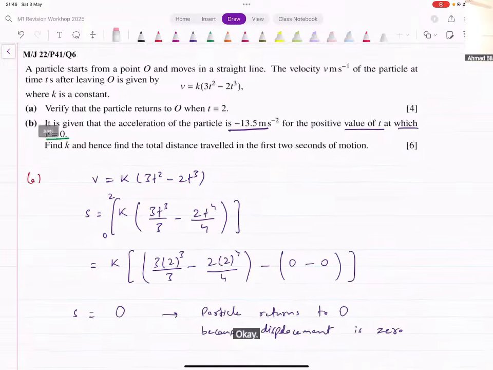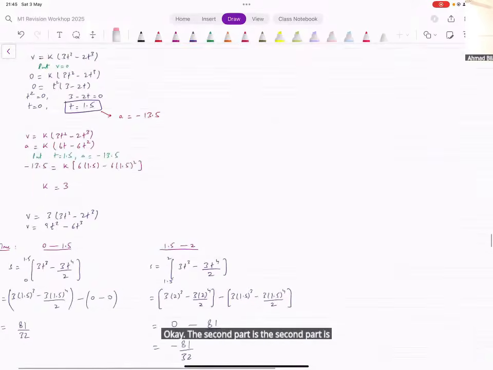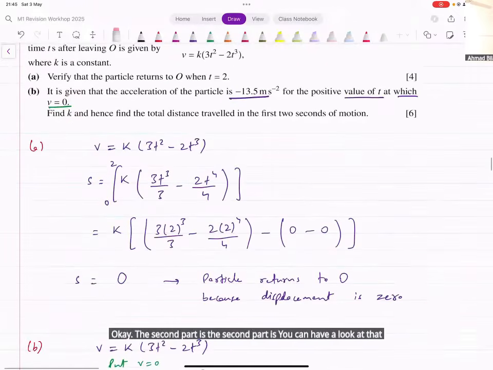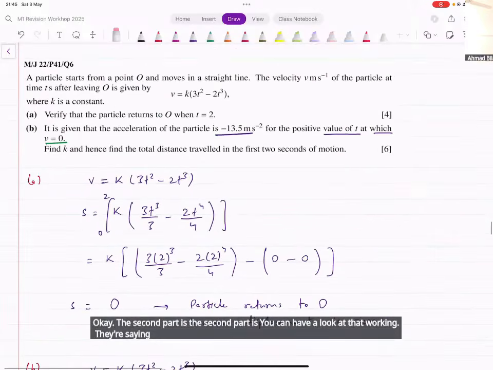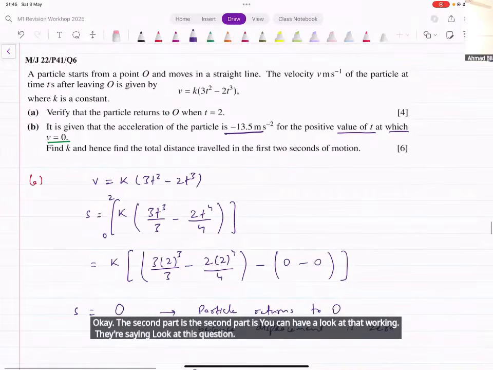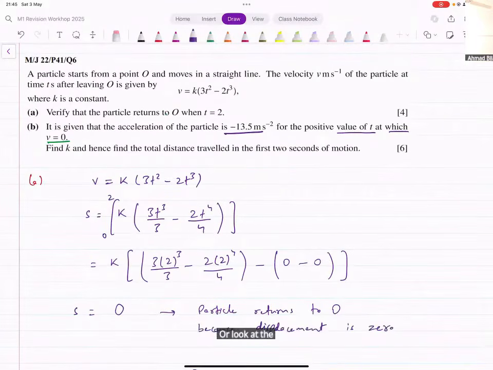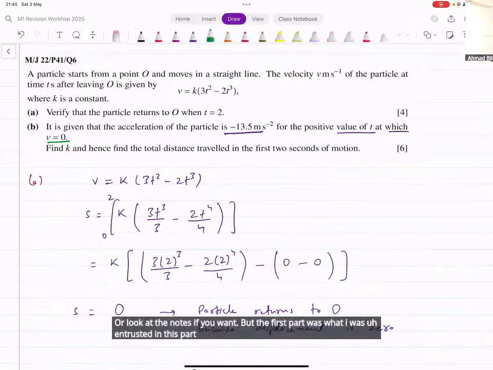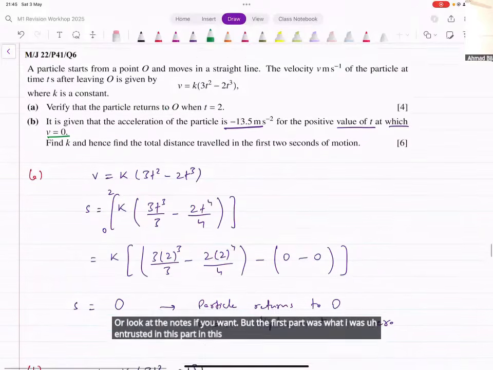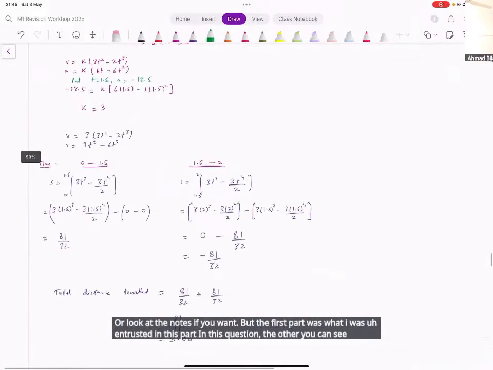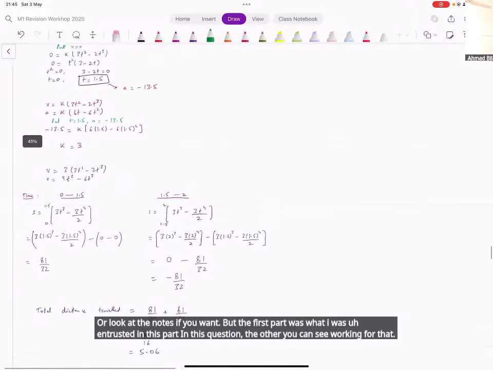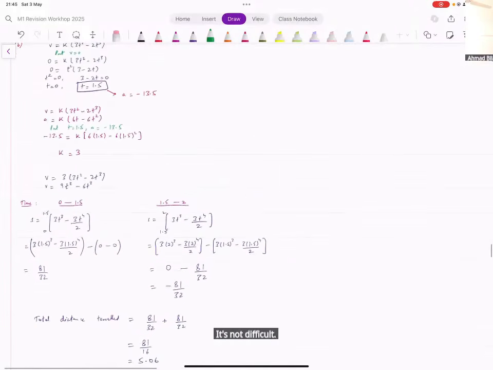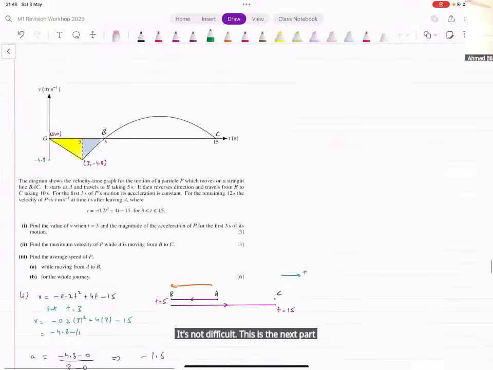The second part you can have a look at that working. Look at this question. You can take a snapshot if you want, or look at the notes if you want. But the first part was what I was interested in in this question. The other, you can see the working for that. It's not that difficult. This is the next part. Let's have a look at this one.